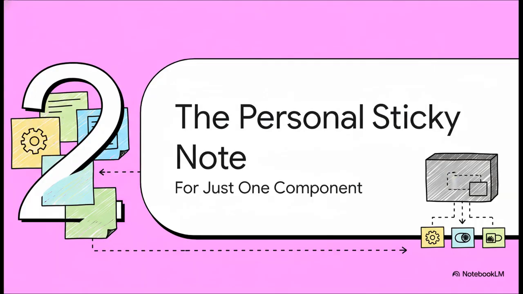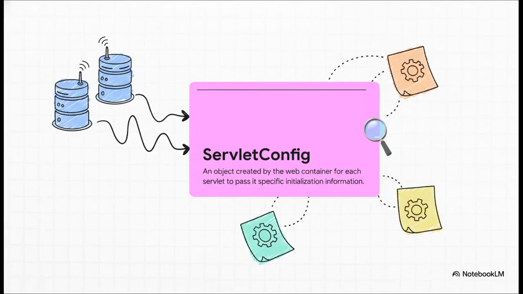So let's look at our first solution. I want you to think of this as giving a small part of our application its own little personal sticky note. Now, in the Java web world, this sticky note has a real name. It's called a servlet config object. And here's the key thing. The server that runs your code creates a totally separate, unique servlet config for every single servlet in your app. It's like a private memo, just for that one part of the code.